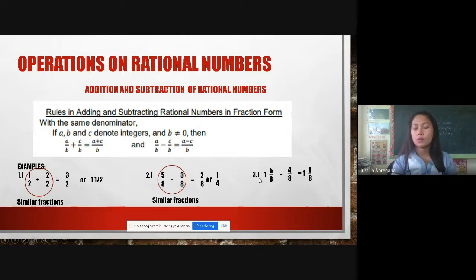Number 3, we have here 1 and 5/8 minus 4/8. So this given here, 1 and 5/8, is classified as a mixed number. When you say mixed number, it is composed of a whole number and a fraction. And this part here, the subtrahend, is only a fraction. It's in fraction form. So that is 1 minus, there is nothing here, so it's 0. 1 minus 0 is 1. 5 minus 4 is 1. Just copy 8. Okay?